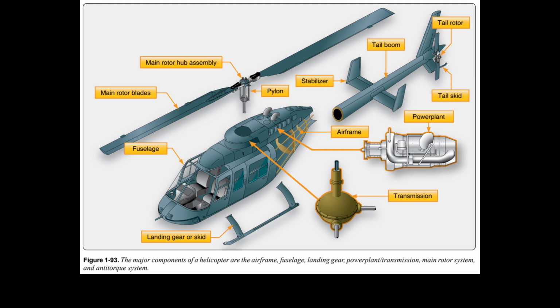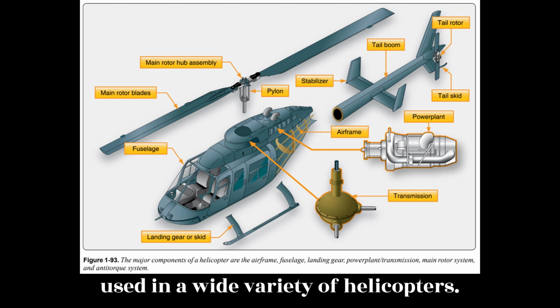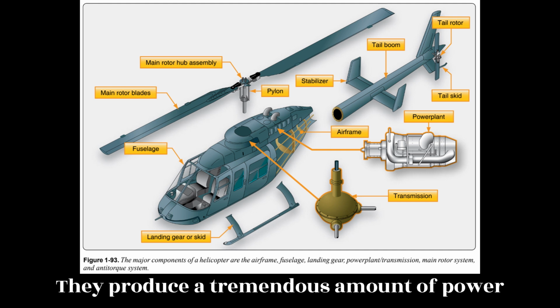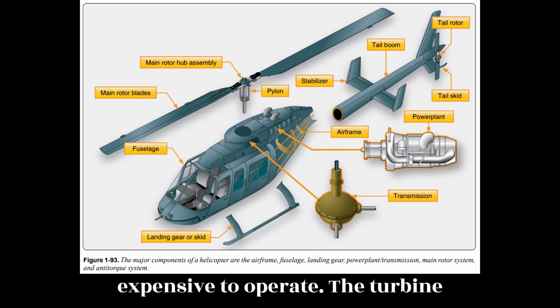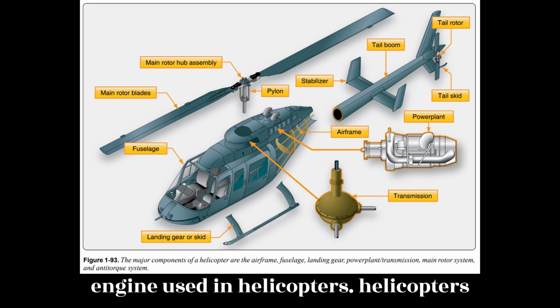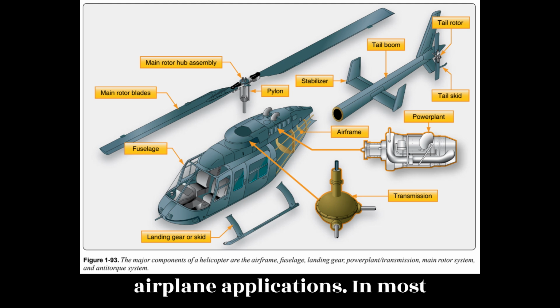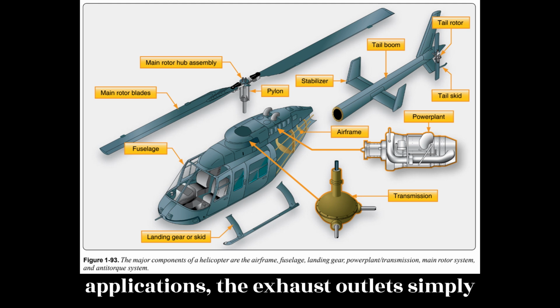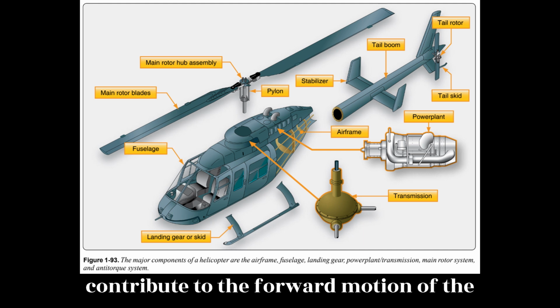Turbine engines. Turbine engines are more powerful and are used in a wide variety of helicopters. They produce a tremendous amount of power for their size but are generally more expensive to operate. The turbine engine used in helicopters operates differently than those used in airplane applications. In most applications, the exhaust outlets simply release expended gases and do not contribute to the forward motion of the helicopter.